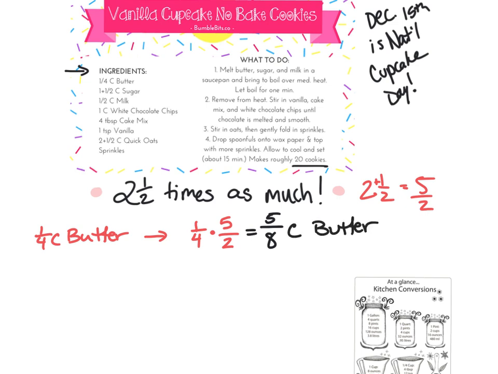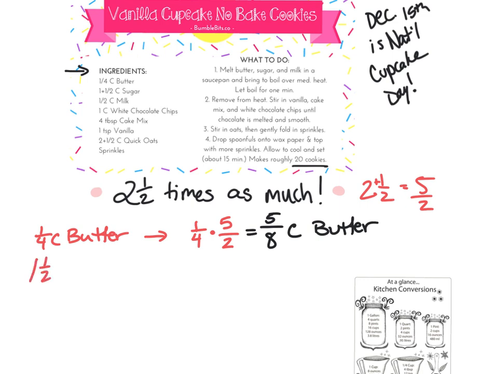Here's one way as you're going through to check that you're reasonable. All my answers should be more. So I think, okay, if I were just doubling 1/4, I know 2/4 is 1/2, and I need a little bit extra. So I know that this is more than 1/2. So on we go with our next ingredient.